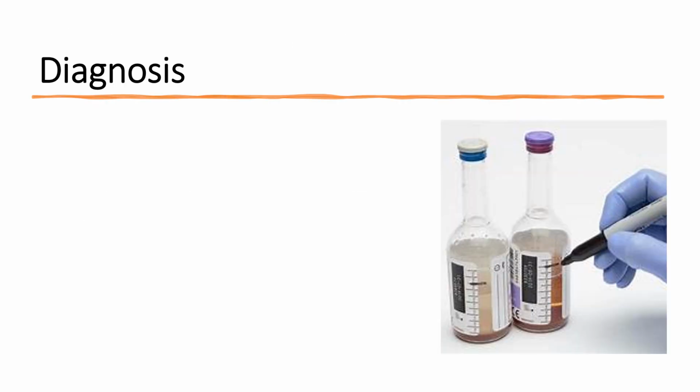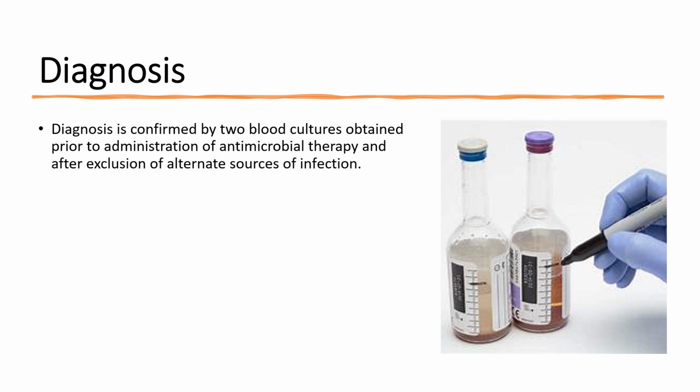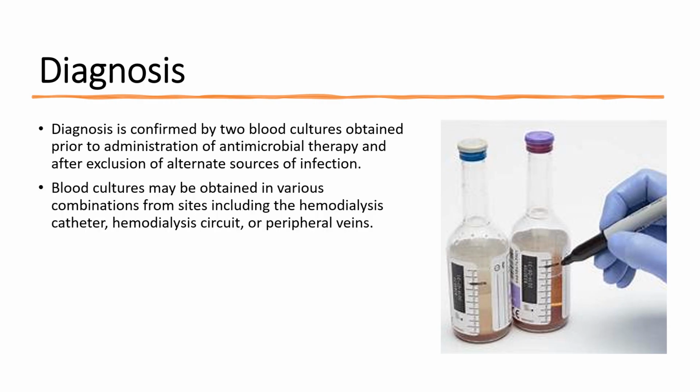You establish the diagnosis by obtaining 2 sets of blood cultures prior to administration of antibiotics. Blood cultures can be obtained from the hemodialysis catheter, from the hemodialysis circuit. In theory, you can obtain it from peripheral veins, but we don't typically do that in a dialysis unit. You want to get a minimum of 10 milliliters of blood from each site.